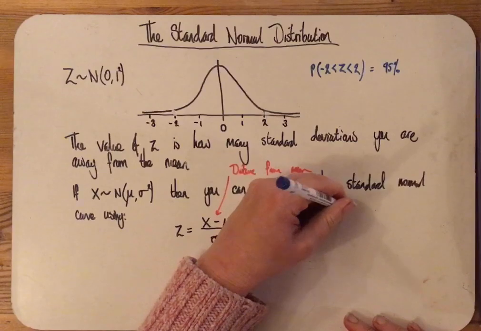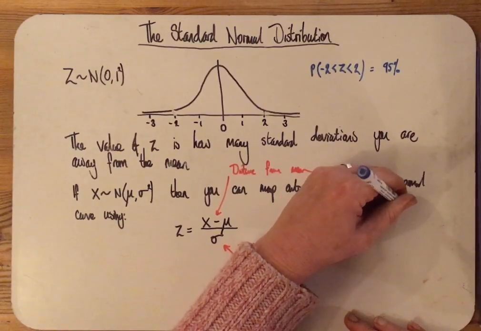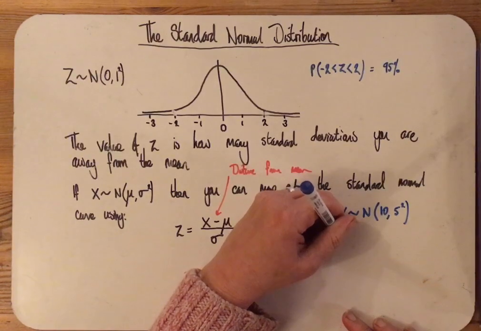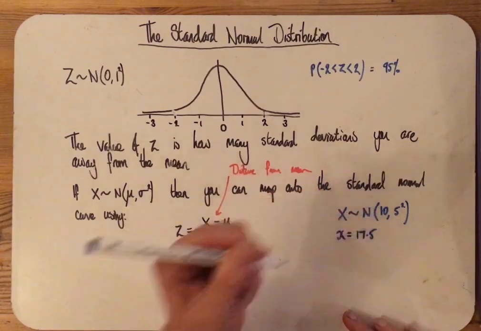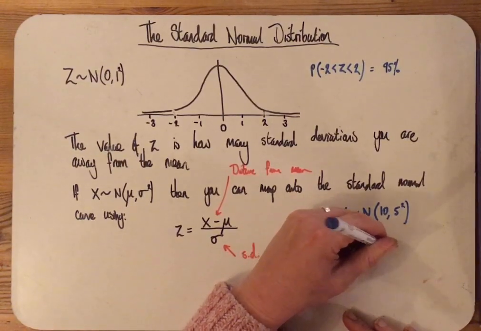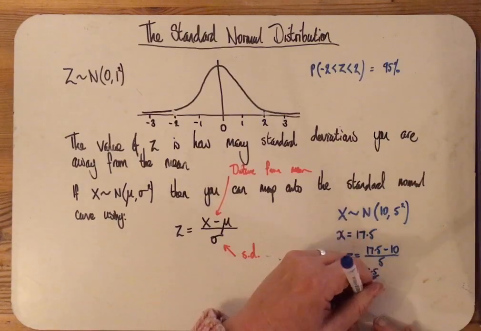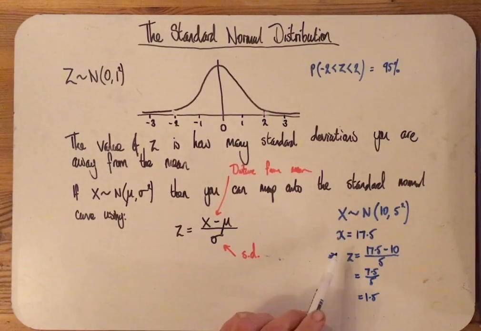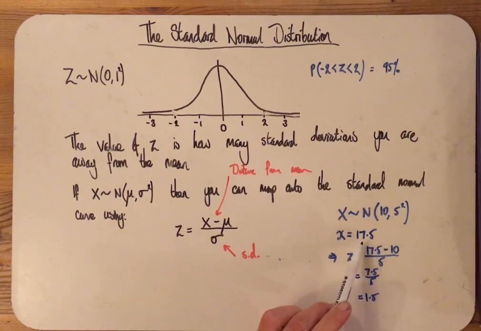You might see that easier in an example. So say X is normally distributed with a mean of 10 and a standard deviation of 5. And we've got a value X is equal to 17.5. Then its corresponding Z value is equal to 17.5 minus 10 divided by 5, which is 7.5 over 5, which gives you 1.5. So this value X in this distribution is 1.5 standard deviations to the right of the mean of 10. And then mapping onto the standard normal curve, you're just looking at how many standard deviations you are away from the mean. And you can map every value in that way.